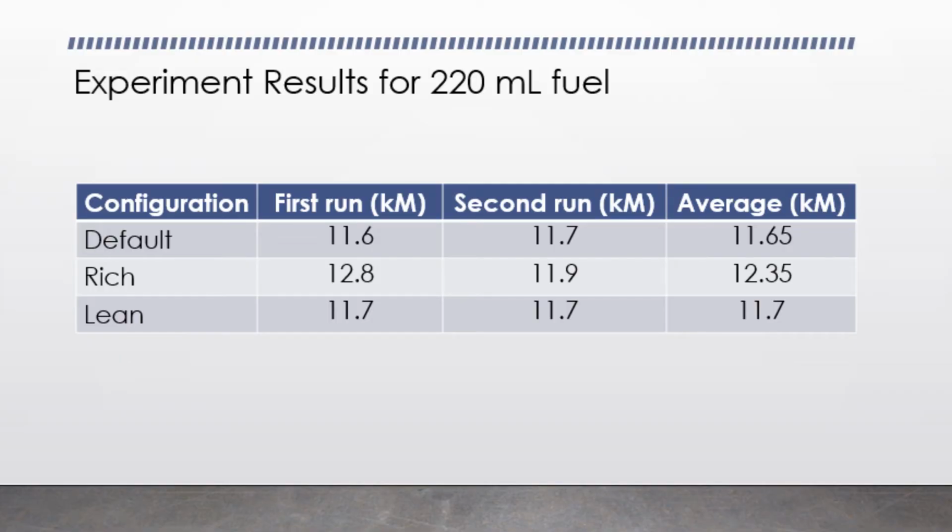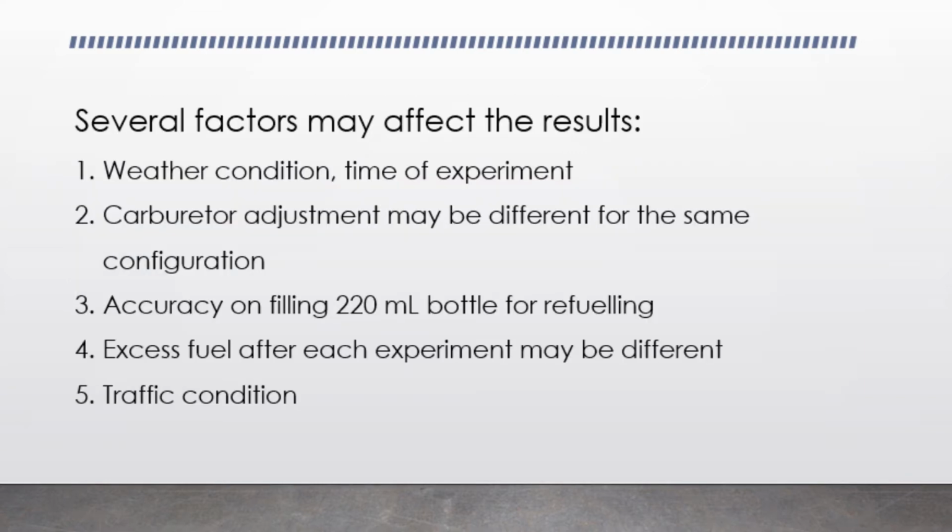The result from this experiment showed that rich setting gives the most distance for the motorcycle, that is 12.35 kilometers average, while default and lean setting give similar result, that is 11.65 and 11.7 kilometers respectively. Note that this result may be affected by several factors.